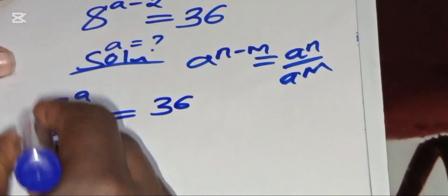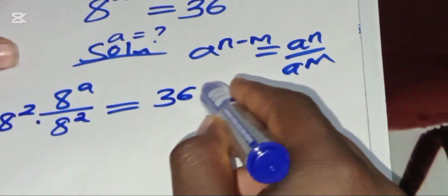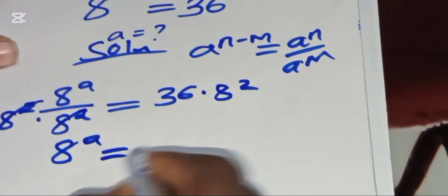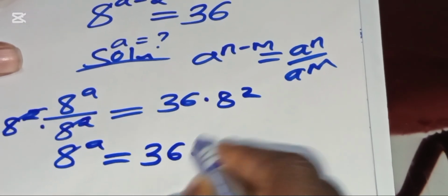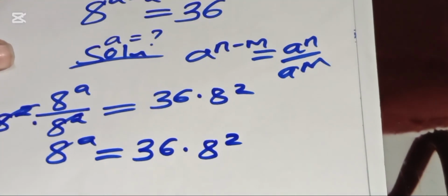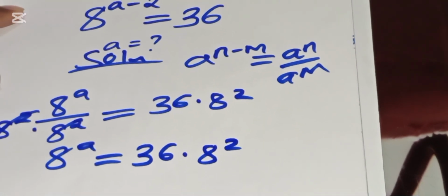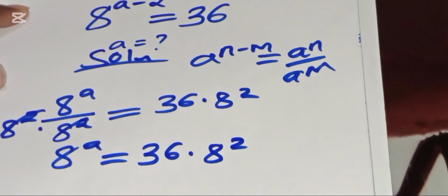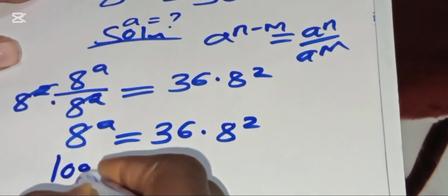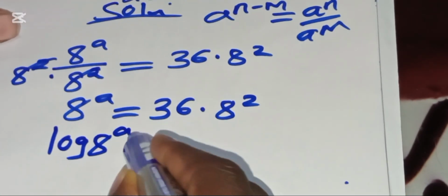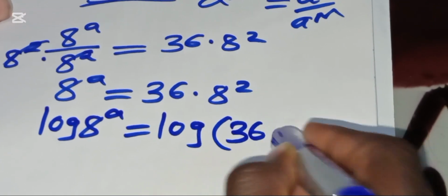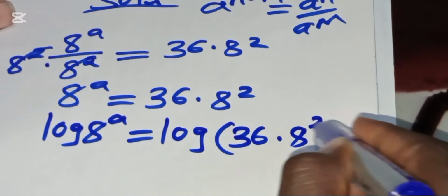So multiplying both sides by 8 raised to power 2, this becomes 8 raised to power a, equal to 36 multiplied by 8 squared. Now to solve for the value of a, we introduce the natural logarithm on both sides. So you're going to have log 8 raised to power a, this is equal to log of 36 multiplied by 8 raised to power 2.